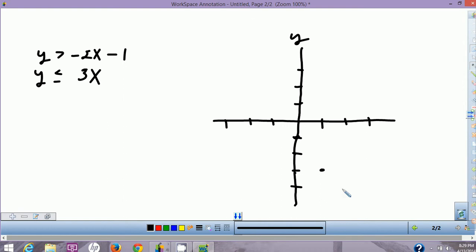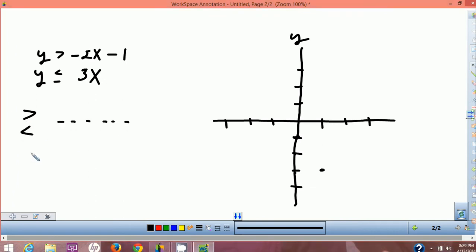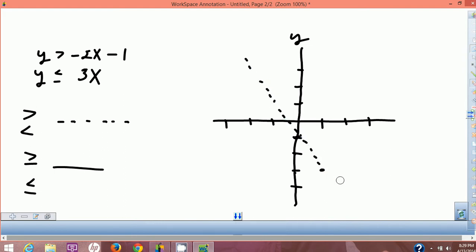It's the boundary line for my system. Now, is that a dotted line or a solid line? If this looks like this or like this, it's going to be a dotted line. If it includes the equal sign, it's going to be solid. Well, this particular one does not include the equal to sign, so this is going to be a dotted line, and I'm going to dot in this line.